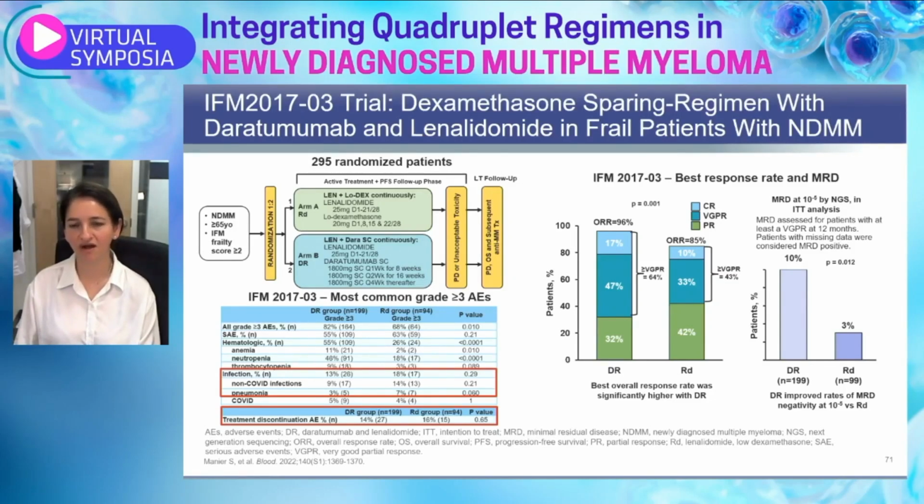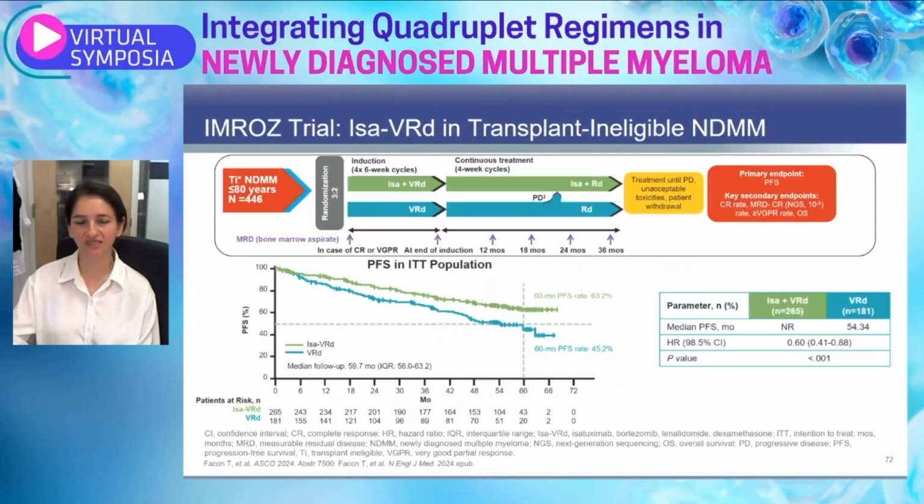So if you look at DR versus RD, you see that the overall response rate of dara lenalidomide is much higher, including the MRD negativity. So you can come up with dosing regimens where you're using a steroid sparing regimen, and this is specifically important in patients who are older, who have other comorbidities such as diabetes, heart failure, and so on and so forth. So really effective regimen without the use of steroids in this case.